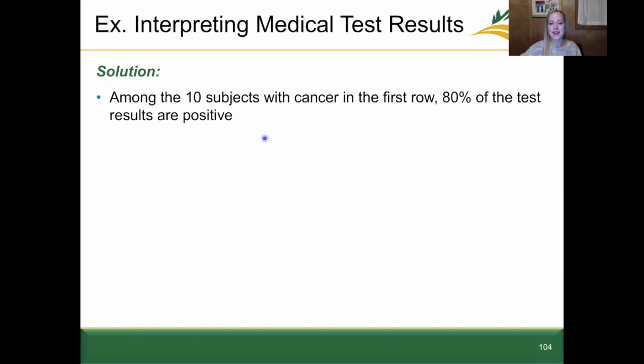Next, among the 10 subjects with cancer, that's in the first row, 80% of the test results are positive. We got this 80% earlier from that true positive percentage. Then 80% of 10, how do we find that? We take 80 divided by 100, or we move the decimal point over 2 times to the left. So 1, 2, 0.8 times 10, that's 8 subjects.